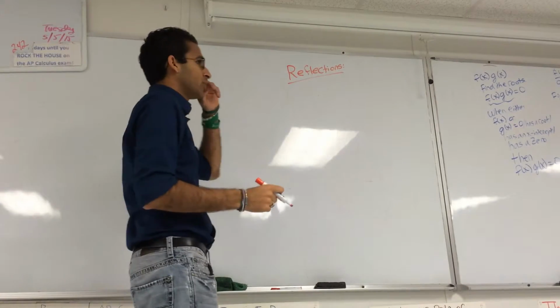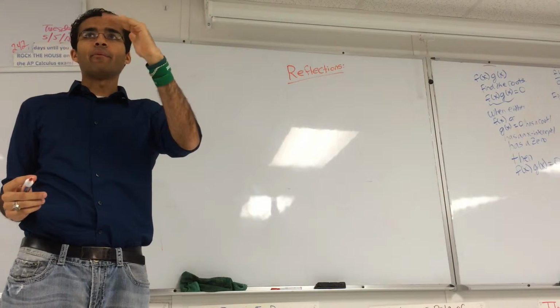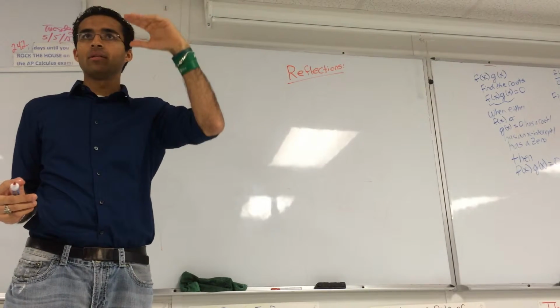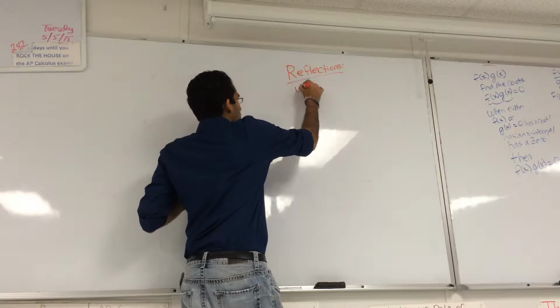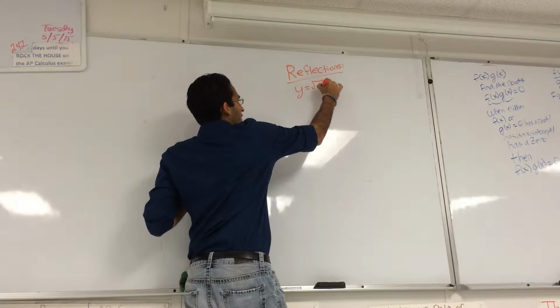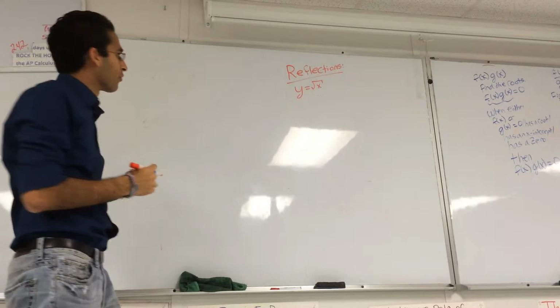All right. So reflections. Yesterday we talked about moving a graph side to side, and we talked about moving a graph up and down. Today I want to talk about reflecting a graph. So let's start. I think an example is the easiest way to do this. Let's say y equals square root of x.